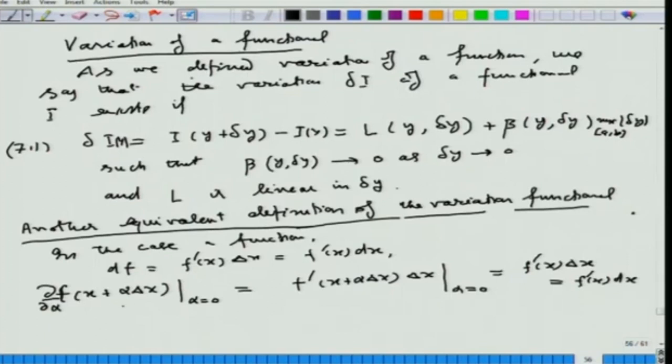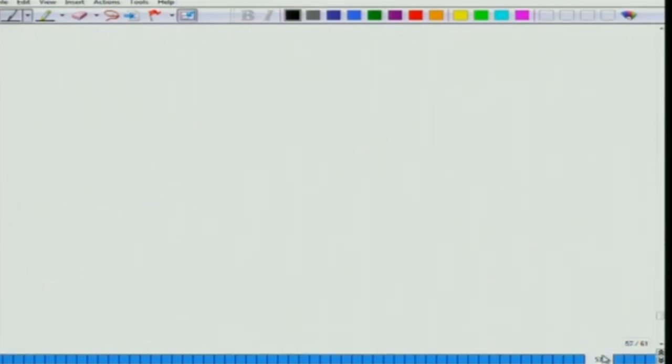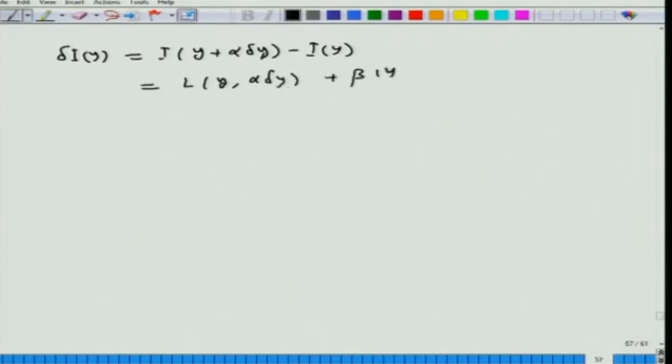So, this is a convenient, equivalent way of defining the differential of f. In the same way, if we imitate this definition for the functional, we consider ΔI(y), that is, I(y + αδy) − I(y). If the variation exists, then from 7.1 this should be equal to L(y, αδy) + β(y, αδy) |α| times the maximum of |δy|.